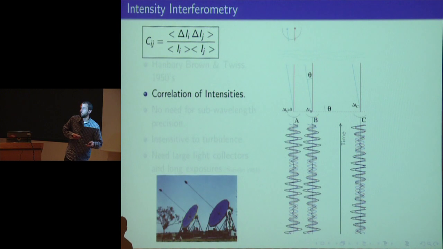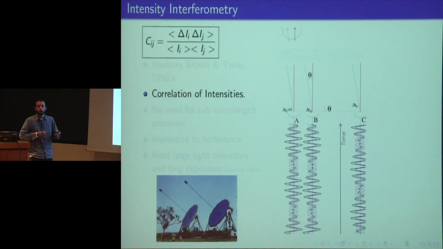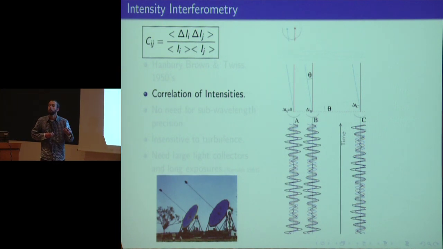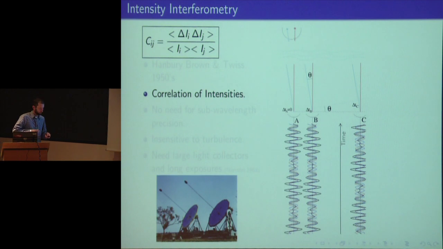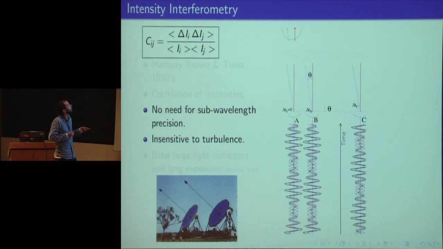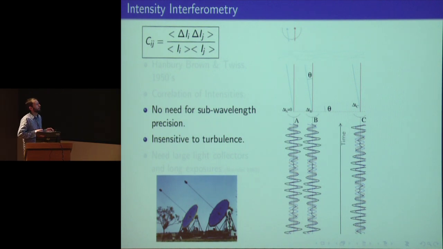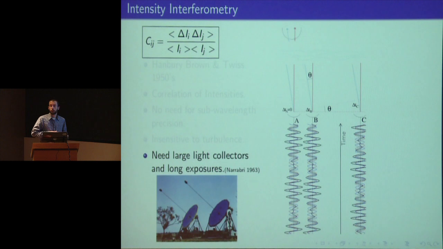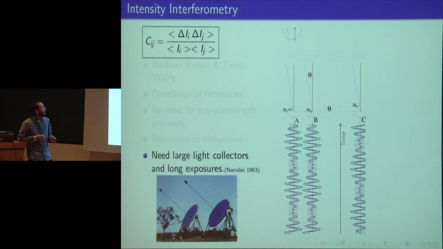That is, if you digitize the data at 1 gigahertz, your instruments can have optical imprecisions of the order of 10 centimeters. You don't need high optical quality in your instruments to do intensity interferometry. So the main advantage of this technique is that it is insensitive to turbulence, and there is no need for sub-wavelength precision, which is a huge advantage. Now, to be fair, you need very large light collectors. They don't have to be very sophisticated. They can be quite inexpensive, but you need large light collectors and long exposure times.